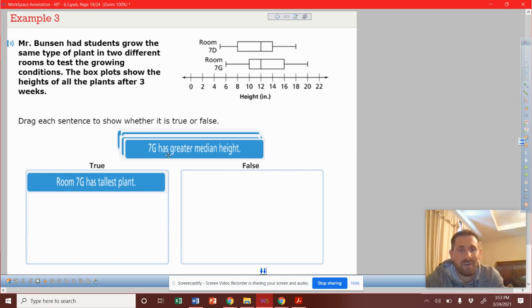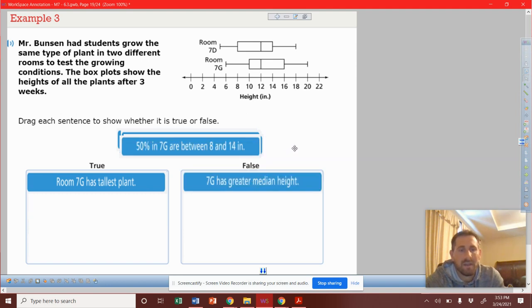7G has greater median height. Well, the median is the line in the middle of our box. And if you look at those for both of the rooms, that's the same number. They're both 12. So 7G is not greater than 7D. That one's false.